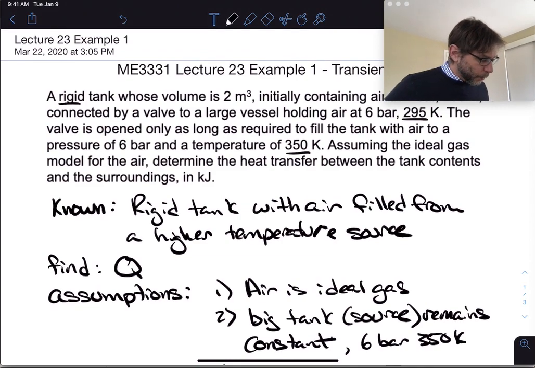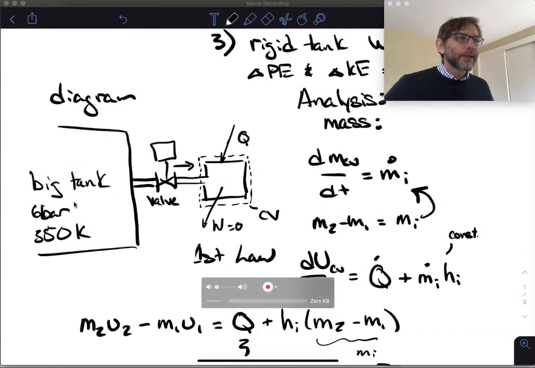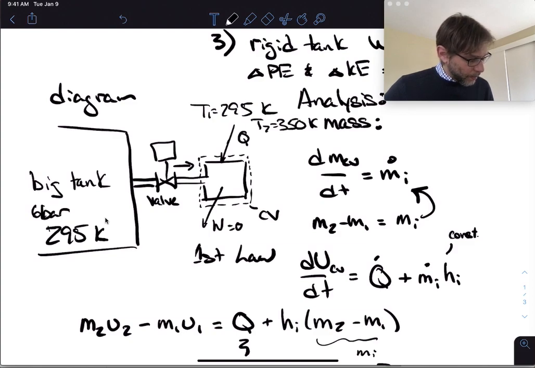Okay, so for an ideal gas, you can see it's pretty reasonable. You've got this big tank at 6 bar. Oh, I made a mistake here, didn't I? Nobody's around to check me here. This is at 295 K, and then T1 equals 295 and T2 equals 350 K. All right. Nobody said anything. I always make mistakes, and you guys always correct me in class. Okay, but I think I got it now.